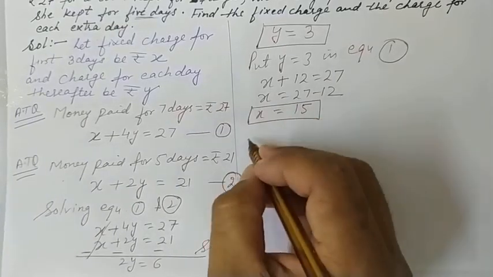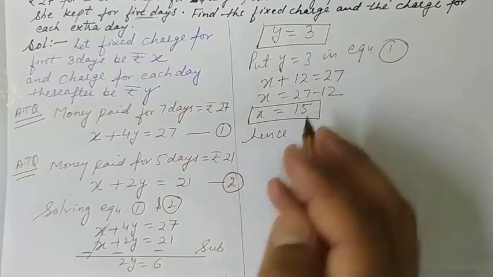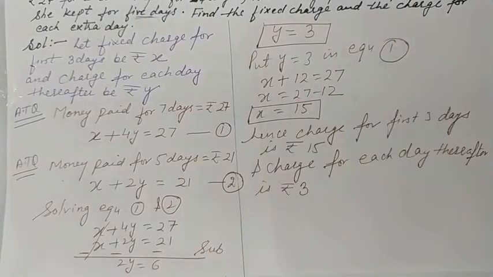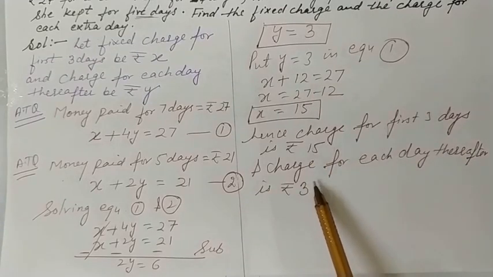So we'll write, hence the fixed charge is rupees 15 and the charge thereafter is rupees 3. So hence the charge for the first 3 days is rupees 15 and the charge for each day thereafter is rupees 3.